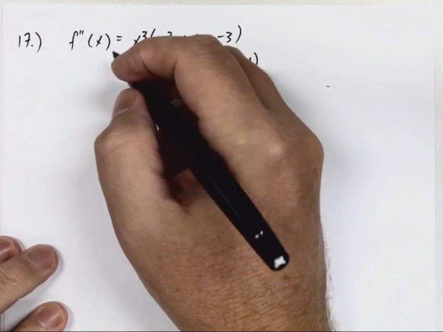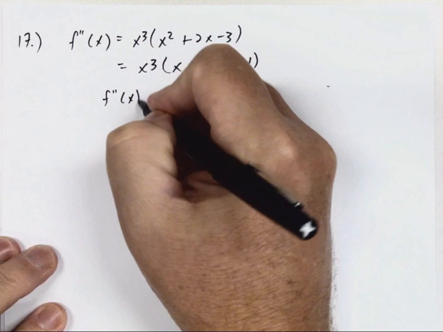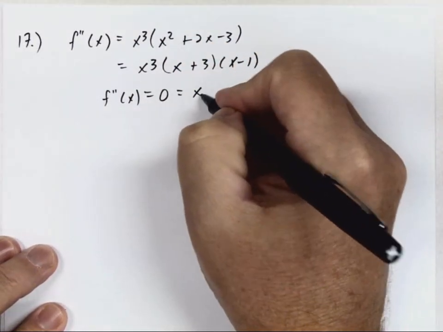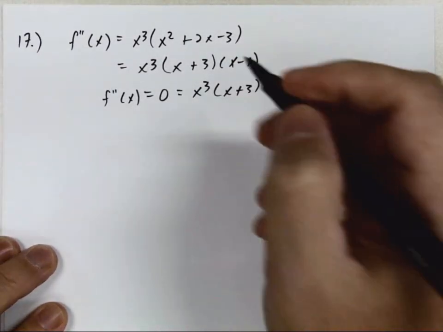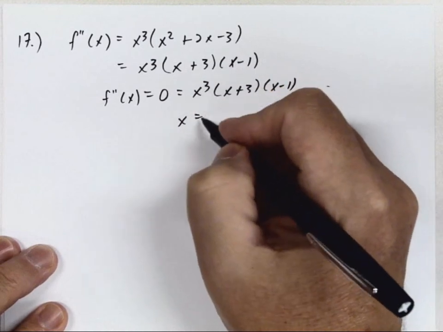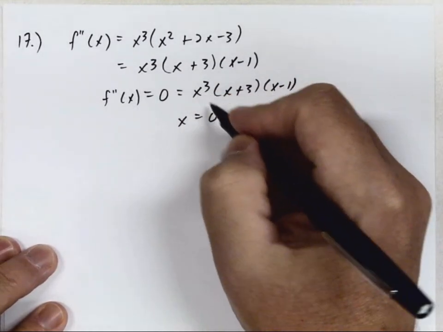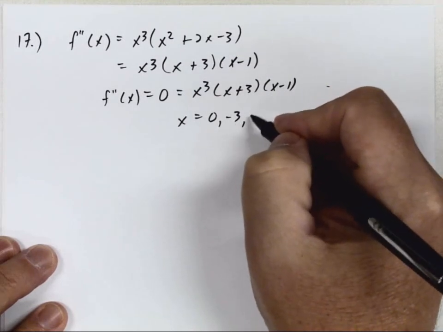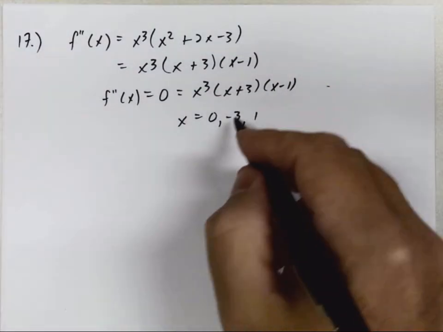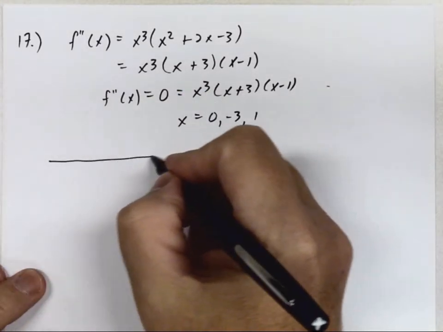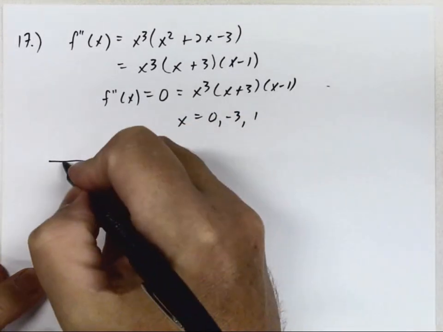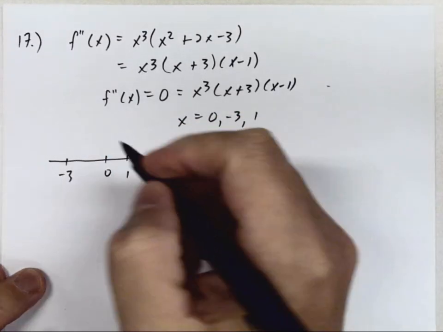So what you do, we're going to now find the critical points of our second derivative. So we set the second derivative equal to 0. Solve for x. Since it's already factored, it's pretty simple. Solution is x equals 0, negative 3, and 1. So once again, these values of x are going to break up my graph into regions of concavity. Let's just do it as we talk about it. So I got 0, minus 3, and 1.